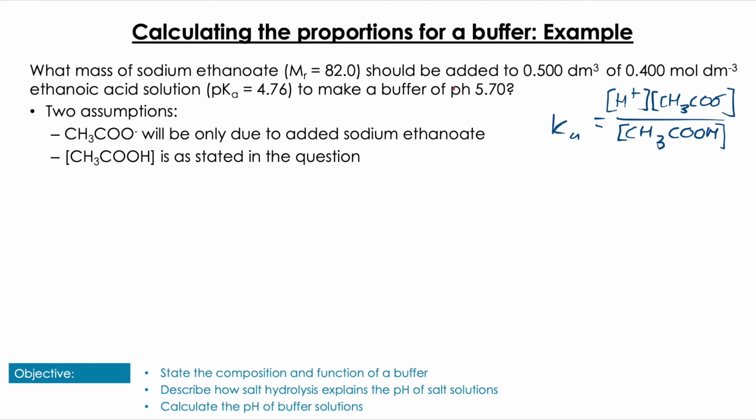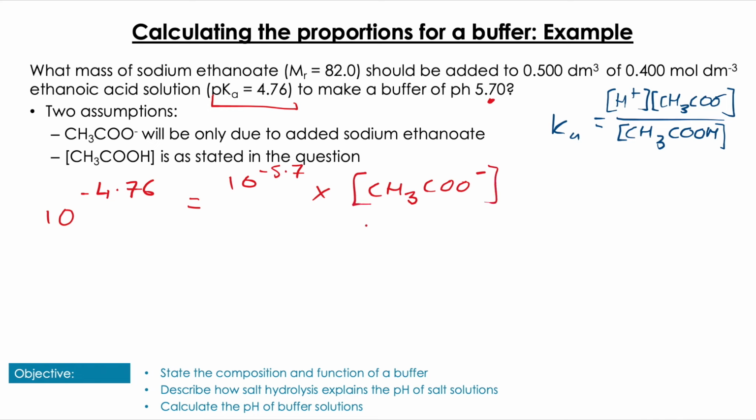Okay, so the question gives us our values in the pH and the pKa. So I'm going to convert those in the calculations to concentrations and Ka. So I'm going to do 10 to the minus 4.76, which equals my Ka, is going to be equal to 10 to the minus 5.7, because remember, we want our H plus concentration to be equal to the pH of 5.7. We'll then multiply that by the ethanoate ion concentration. And remember, that's the thing we're actually looking for, because we're looking at how much of that I'm going to need to add to make this pH, divided by the concentration of the ethanoic acid, which is 0.4.